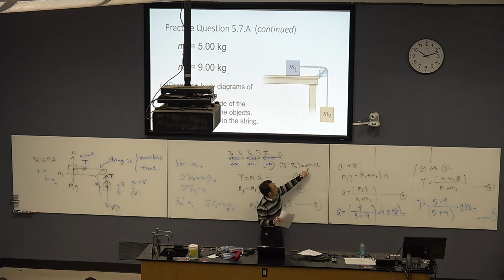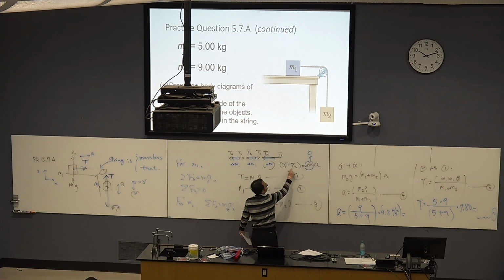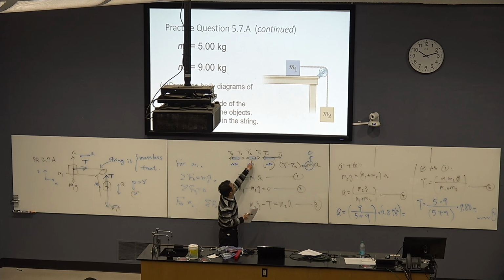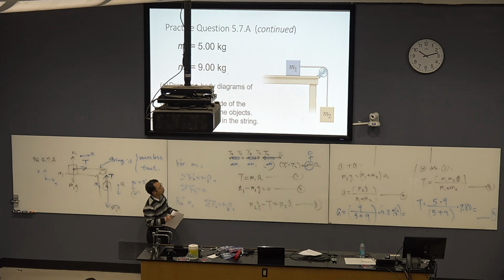But if you assume the string is massless, this part is 0. If the string is massless, then this is 0. Then T1 equals T2. Similar argument, T2 equals T3, T3 equals T4. So everywhere on the string you have a uniform tension.